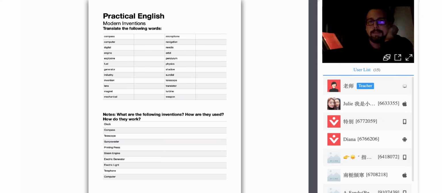Now, up at the top, we have these words here. The first word is a compass, okay? Translate the word. Open up your Yodao dictionary and find the translation, write it down. A computer.